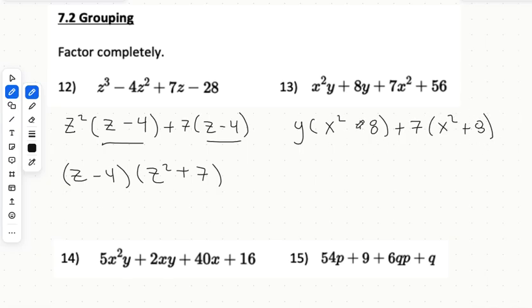If you do this and these don't match, either it's one of the ones where you have to rearrange the order, or you've done something wrong and need to go back and check. For grouping to work, these have to be the same because that is your greatest common factor. So we'll bring that out front, and that will leave behind y plus 7.